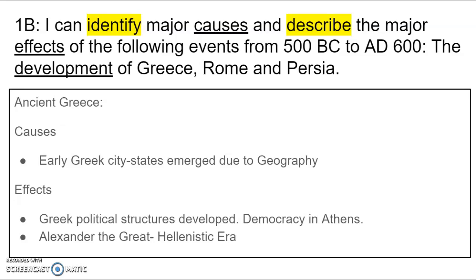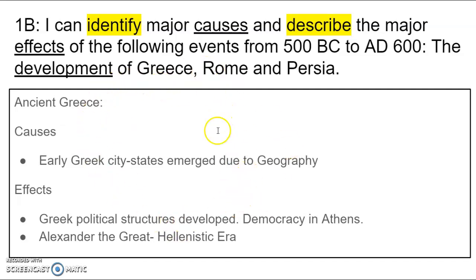Standard 1B states, I can identify major causes and describe the major effects of the following events from 500 BC to AD 600, the development of Greece, Rome, and Persia. So let's review what the standard is asking you.